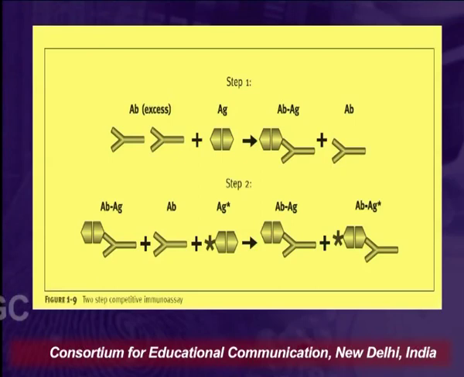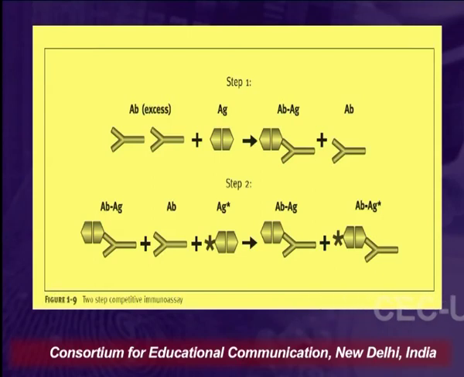So, we can see here that the antibody is in excess, but the antigen is very limited. Certain antibodies will be free, and the antigen will react with the previous antibodies. So, in step 2 of the competitive format, we add more labeled antigens. How much more labeled antigen goes and reacts with the antibodies will give us a measurable reaction.